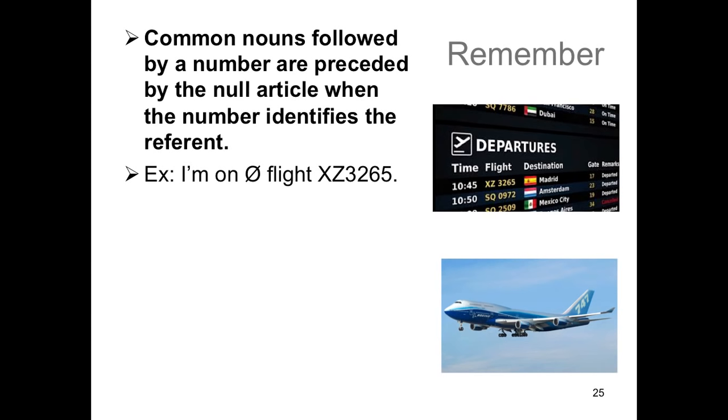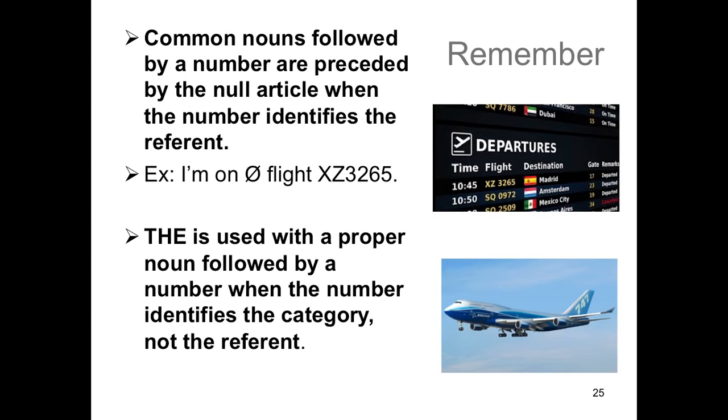If you look at the university rooms, for example, "I'm in room D26," you use a combination of letters and numbers. We also saw that we need to use "the" with a proper noun followed by a number when the number identifies the category but not the referent. Let's make it clear. The Boeing 747 is a safe aircraft. Boeing is a brand, it's a proper noun. It is followed by a number which indicates the model, okay? What type of Boeing you're talking about, not the 777, the 747, okay? And in that case, you will need to use "the" in front of a proper noun followed by a number.